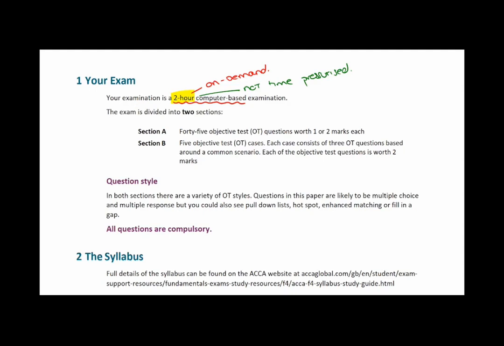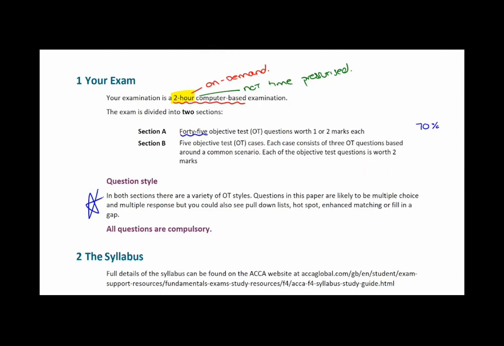The exam itself is broken down into 2 sections. So Section A, you will have 45 objective test questions that will be worth either 1 or 2 marks each. And in total, that will account for 70% of the marks in the exam itself. Now, those questions will be a mixture of styles. So we're given some information about the question style. So they're likely to be multiple choice or multiple response. So you'll be given a particular set of information and maybe 4 possible answers that you need to choose between.